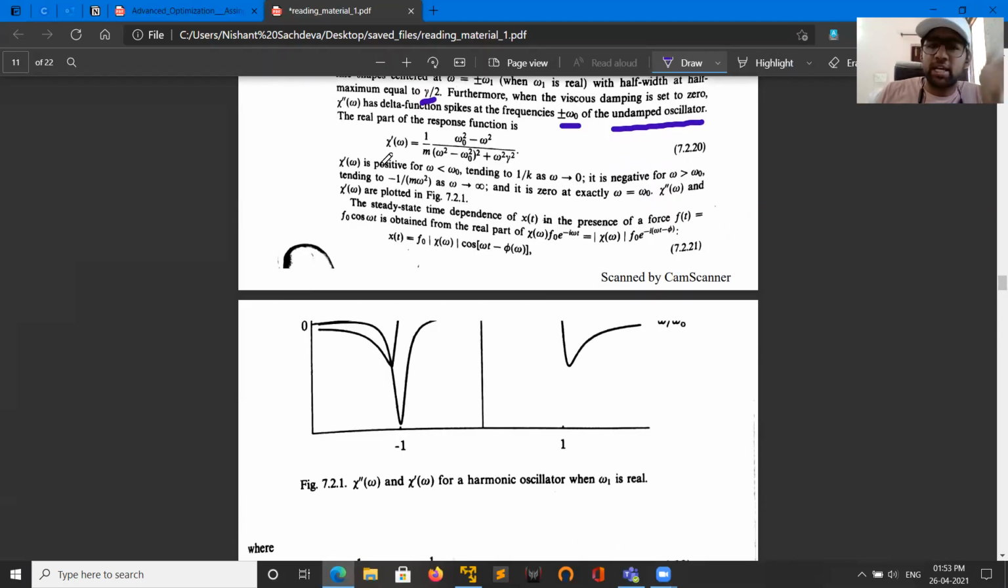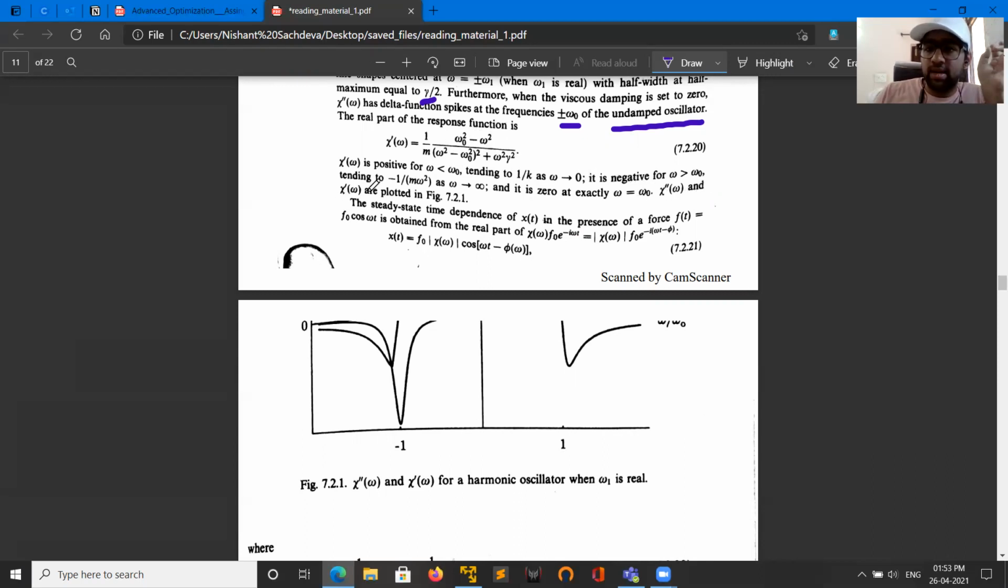So x dash of omega is positive for omega less than omega naught, tending to 1 by k as omega tends to 0. So if omega goes to 0, these both go to 0. It's omega naught square by omega naught to the power 4, which is 1 by m omega square, minus 1 obviously. And it is 0 exactly at omega equal to omega naught. So when omega equals omega naught, this guy and this guy both go to 0. So it becomes completely 0.